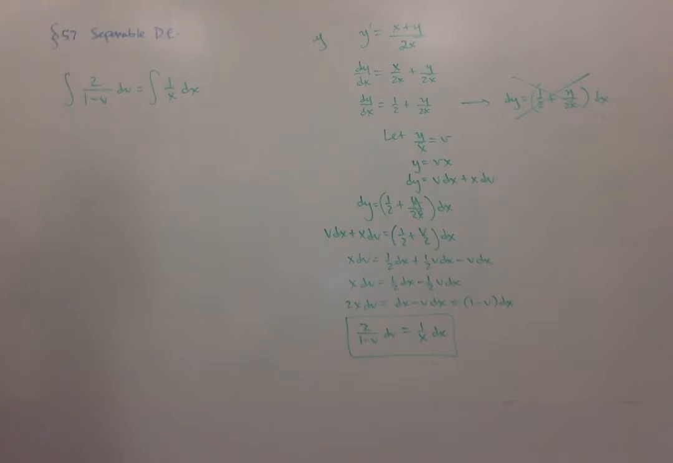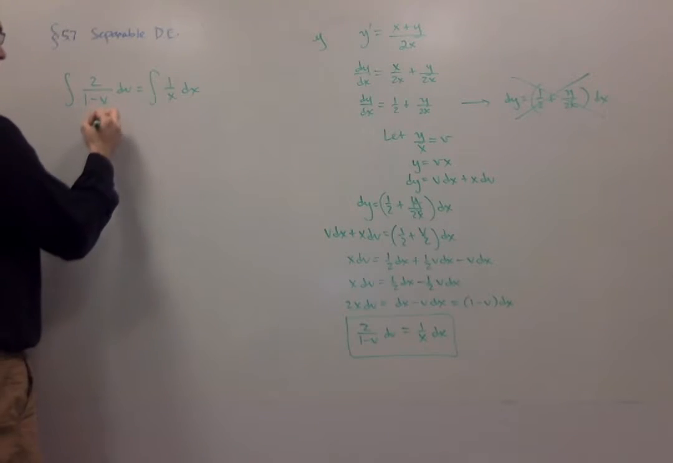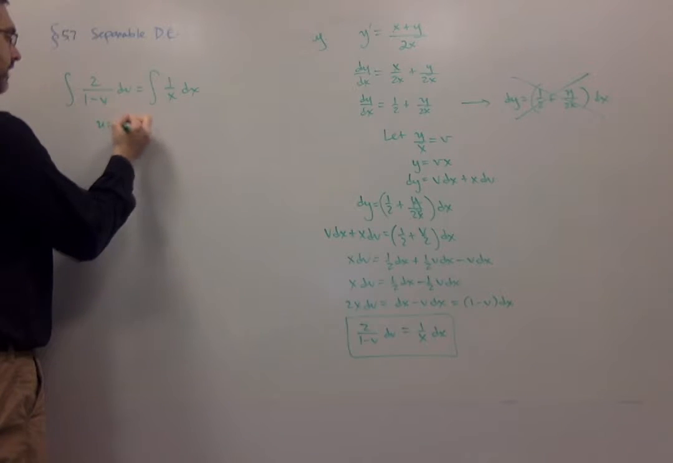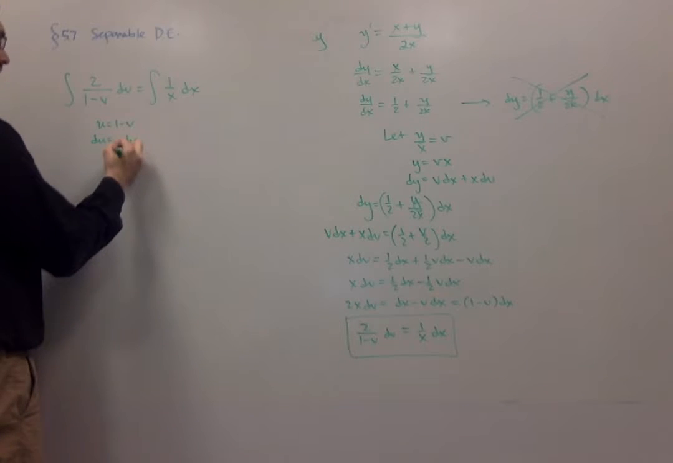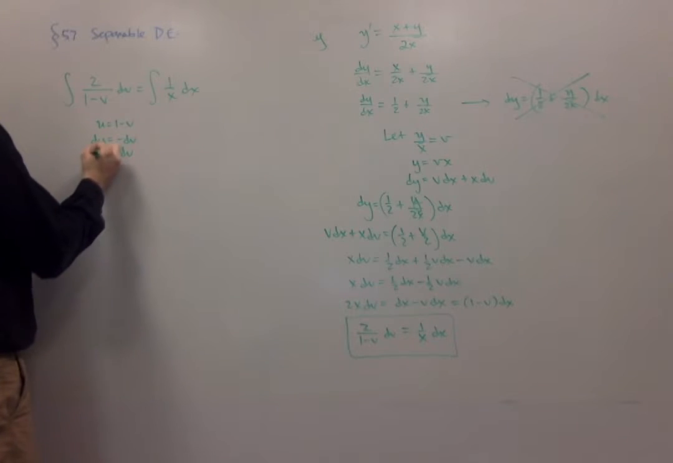Now the right side's easy to integrate. The left side is going to be a little more challenging. We'll have to do a u substitution. So u equals 1 minus v. du is negative dv, so dv is negative du.